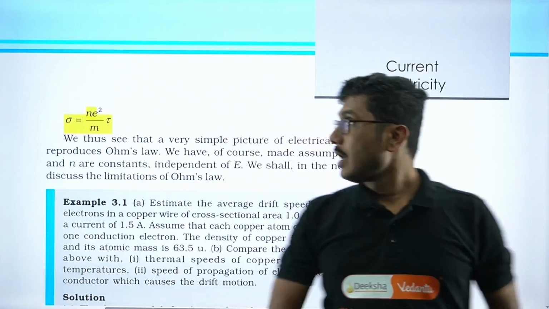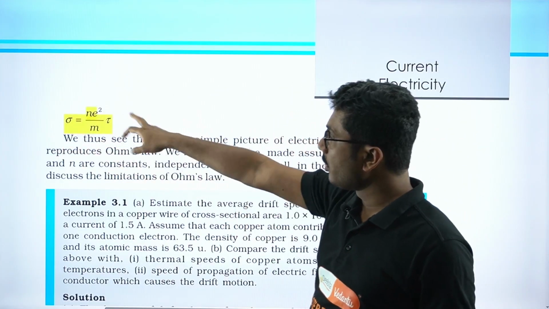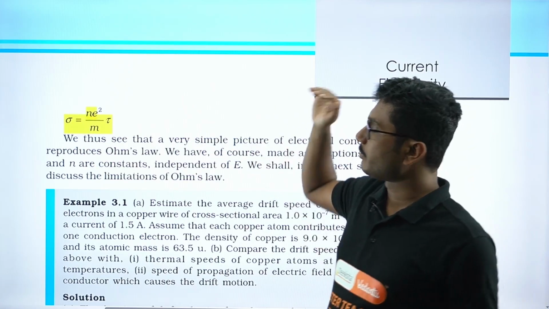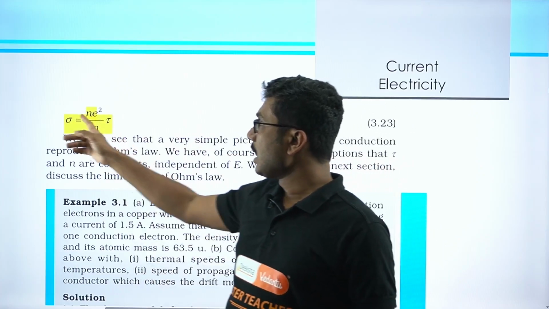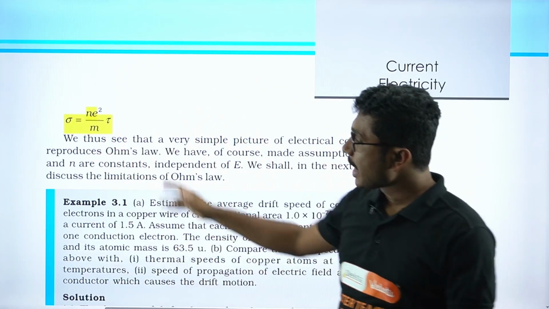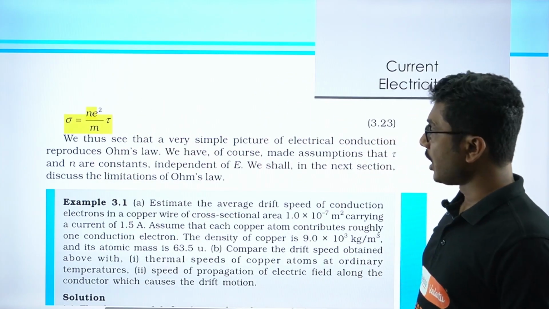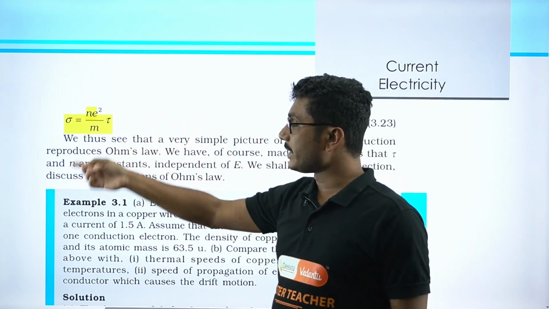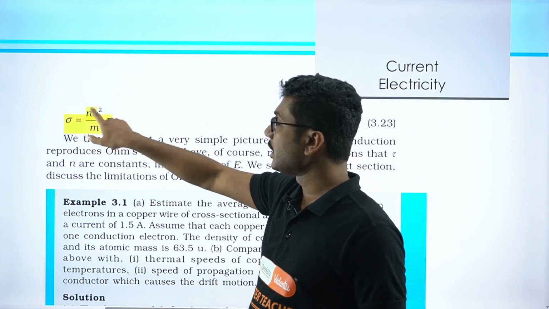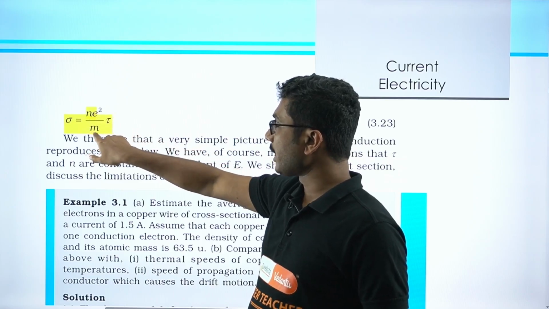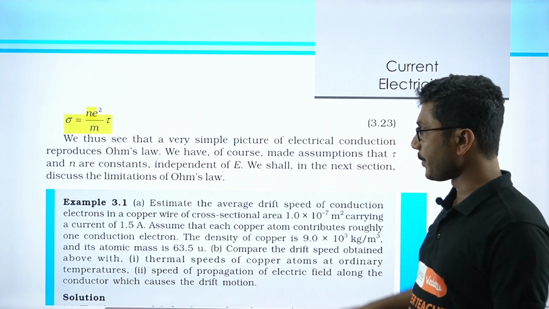Now let's move on. You can see the conductivity is also defined as NE square tau by M. This is also another important formula for competitive exam, for board exam. They might ask you what is the relationship between conductivity and the relaxation time, and write the relationship, explain the terms. So that is also another important formula. The terms I am explaining once again. This is conductivity of the material, this is number density of electrons, this is charge of an electron, M is the mass of an electron, and tau is the relaxation time.